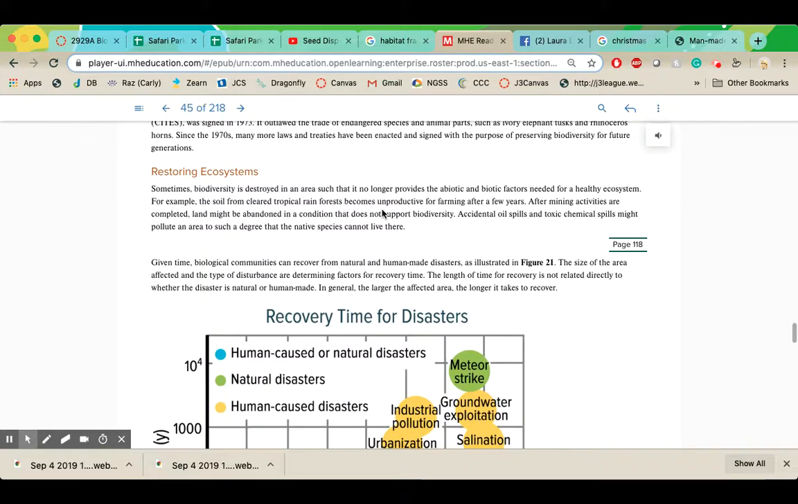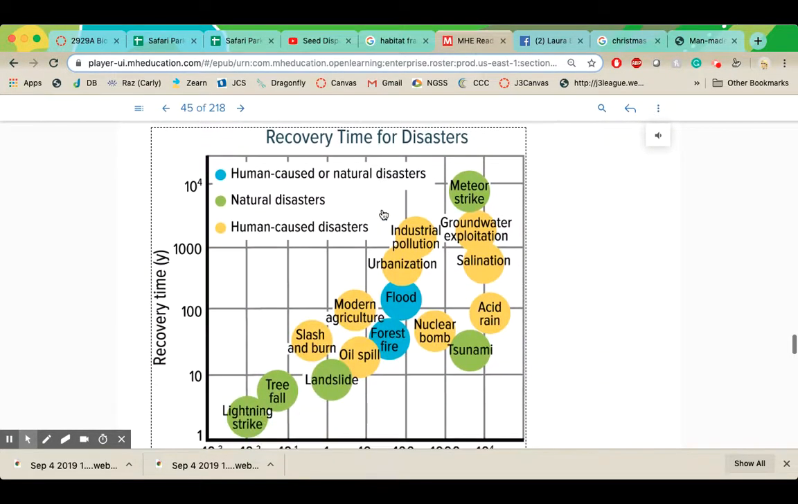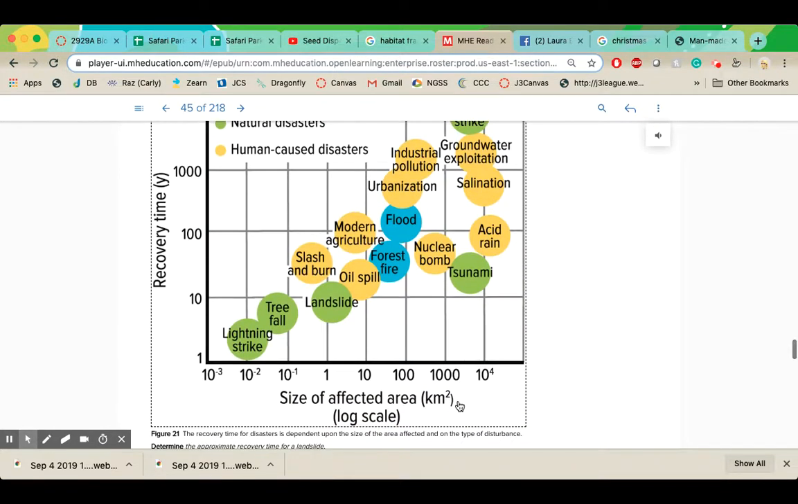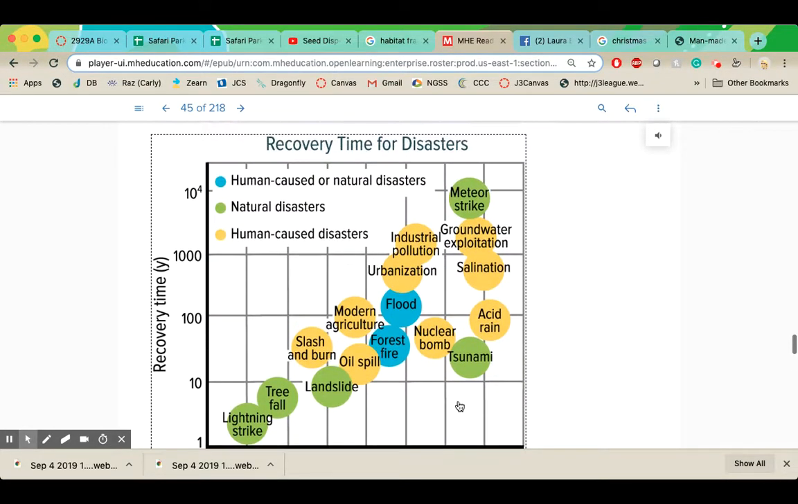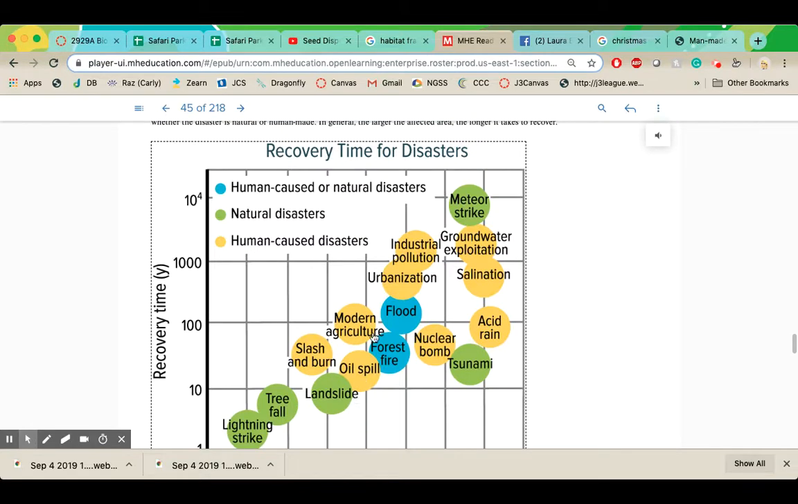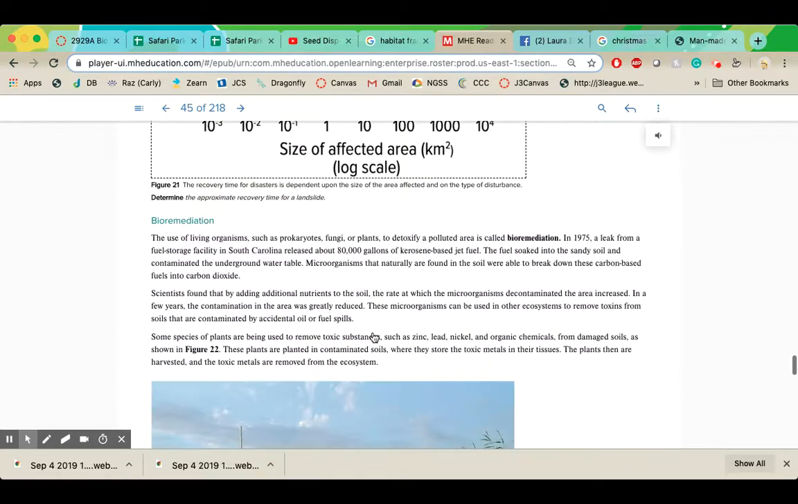The next thing is to restore ecosystems. So here's different disasters and how long it takes to recover. Human-made disasters, which can be in blue or yellow, take a really long time to recover from. And yet other things like natural disasters tend not to take as long, or the mess that's made isn't quite as big a lot of times. So it's easier for the land to recover from a natural disaster than a human-made one.